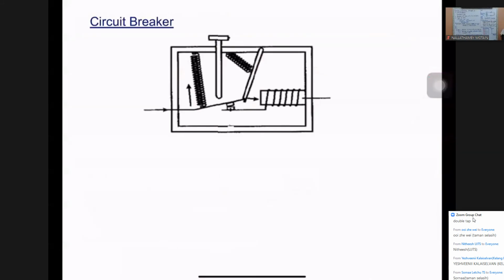Where can you see this circuit breaker? In the automatic switch. Okay, so let's say here you connect.